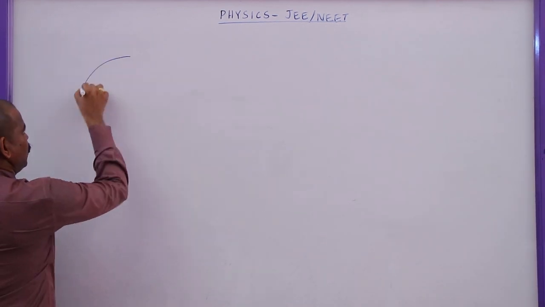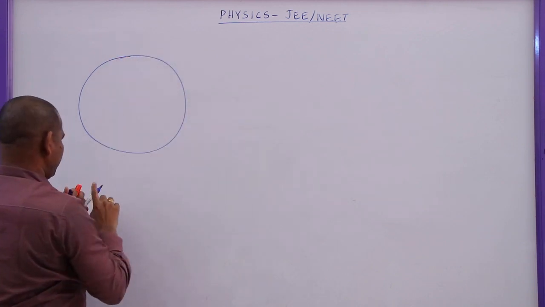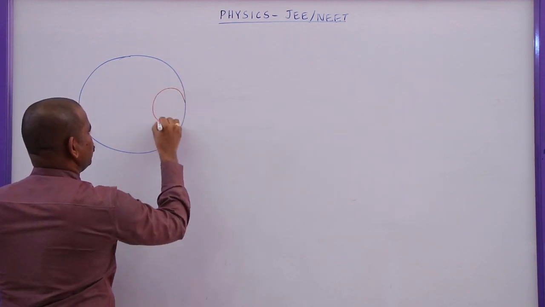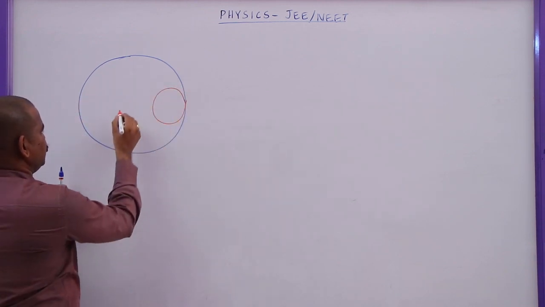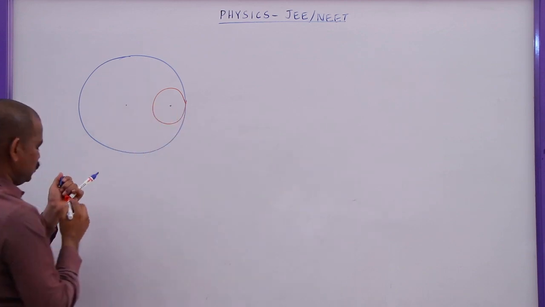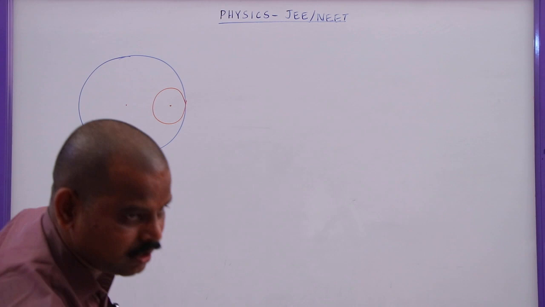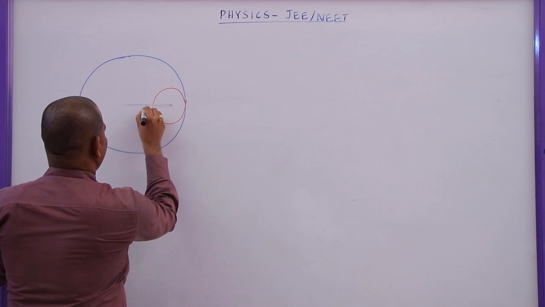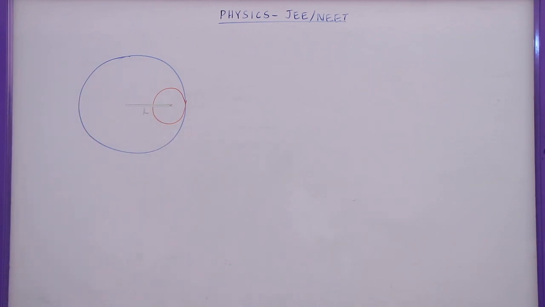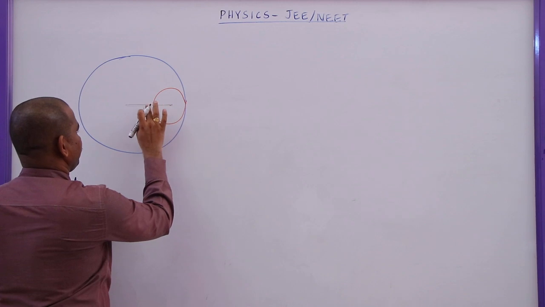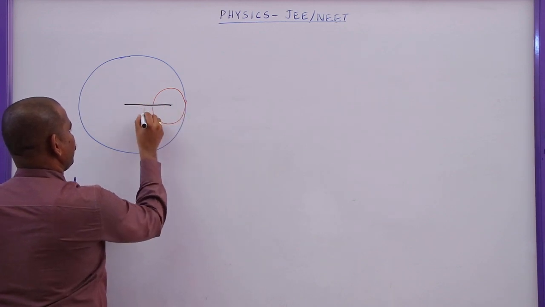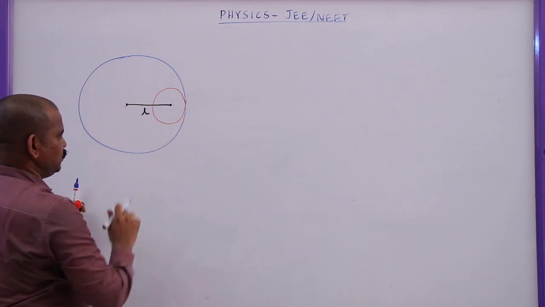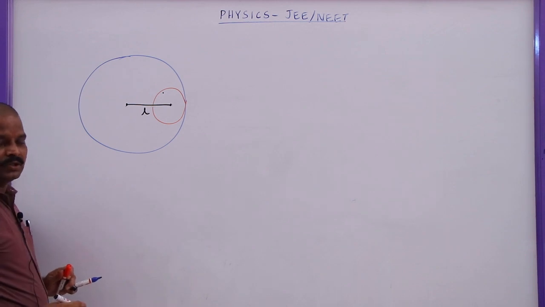If a small sphere is removed from a non-conducting sphere, let the distance between the centers of these two spheres be L bar. This is L bar, the distance between the centers of the two spheres, and I want to find out the electric field at this point.